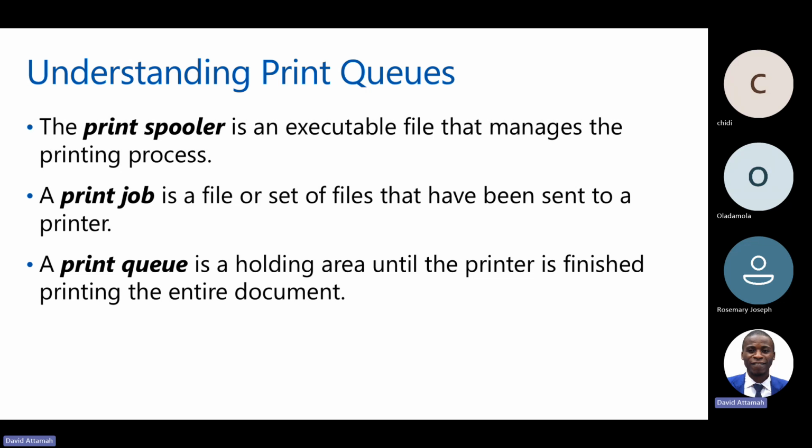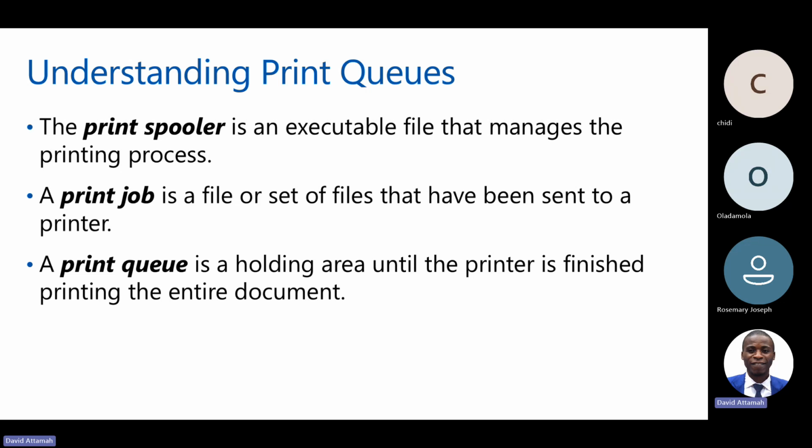So when you open one document, that's one process. When you open another document, that's another process. A print job is a file or set of files that have been sent out to a printer. Then the print queue is a holding area until the printer is finished printing the entire document.